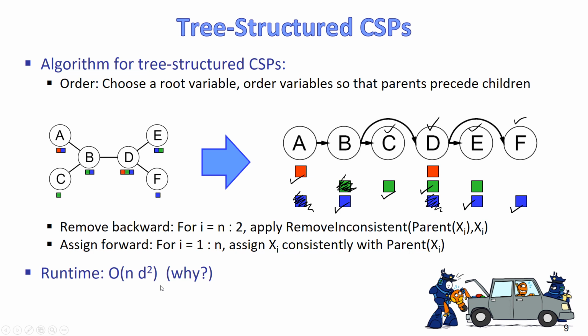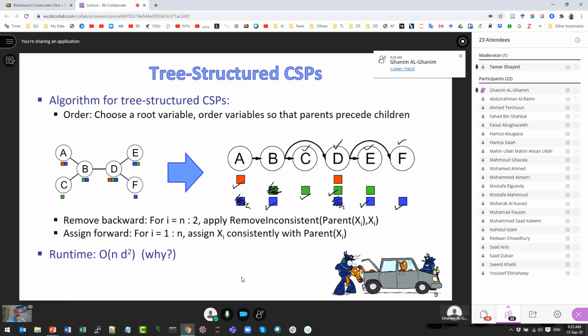So D square comes from checking the arc consistency, the consistency of one arc, right? Because we check D values in the tail versus D values in the head. Okay, why do we have N of these? It's N times D square, right? So it seems like there are N arcs, or order of N arcs. For each we have D square. Why do we have N arcs to check, Ghanem?